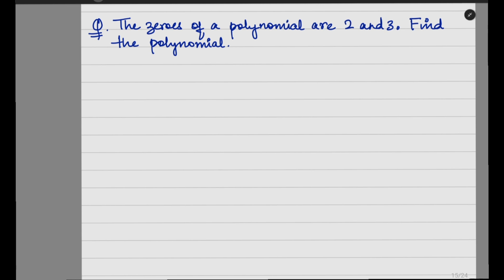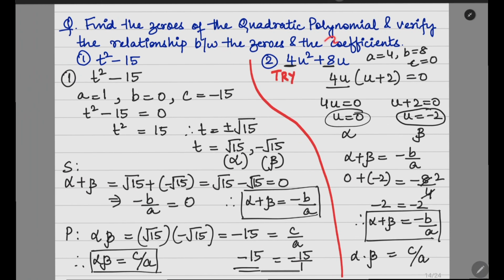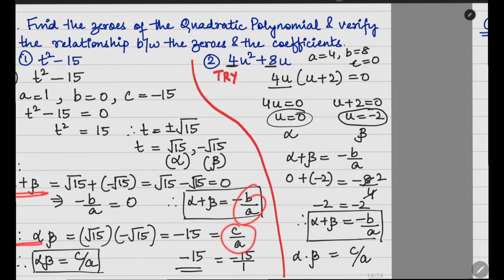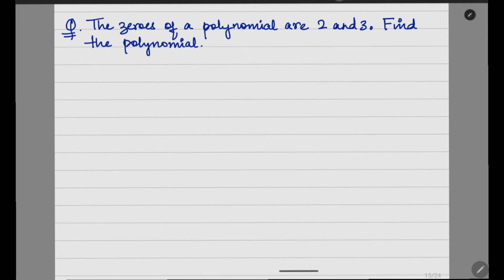Okay, so till now what were you given? Till now you were given the polynomial. You had to find the zeros and then find the relationship between the sum and product of the zeros with the coefficients. Now in the next type of question, you will be given the zeros and you will have to find the polynomial. Now in the very first question, what are you given? You are given the zeros of a polynomial.